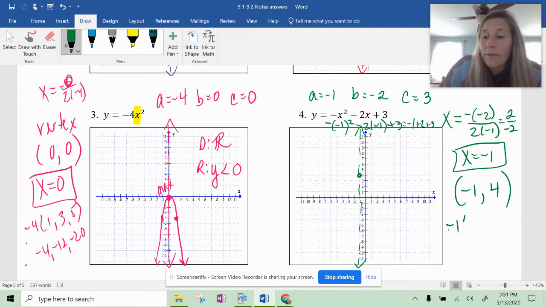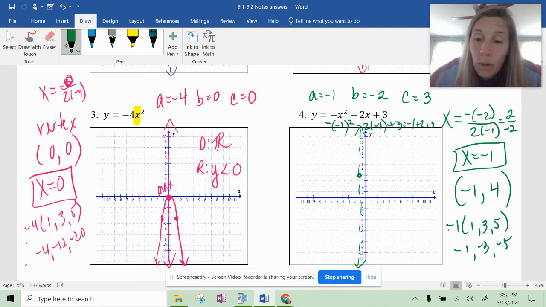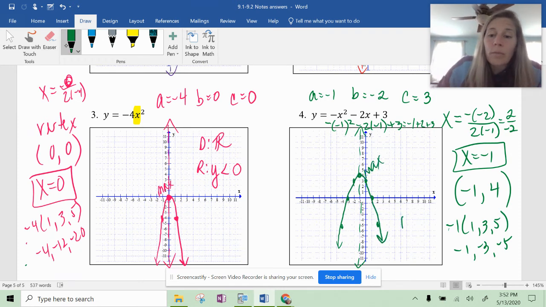And then your graphing pattern this time is -1 times 1, 3, 5. So that's going to make us go down to plot the points. So down 1 over 1, down 3 over 1, and down 5 over 1. Same thing on the other side of the axis of symmetry. Then we can see our vertex is a maximum. The domain, always all real numbers for these, and the range y will be less than the y value of the vertex, which is 4.